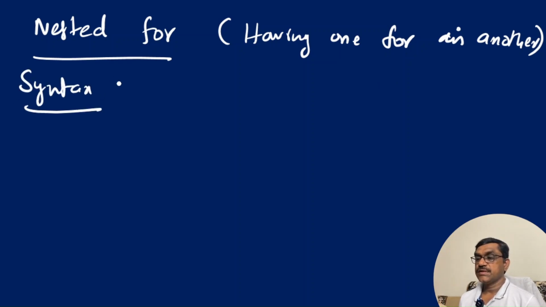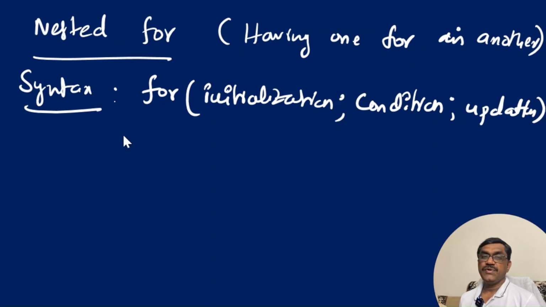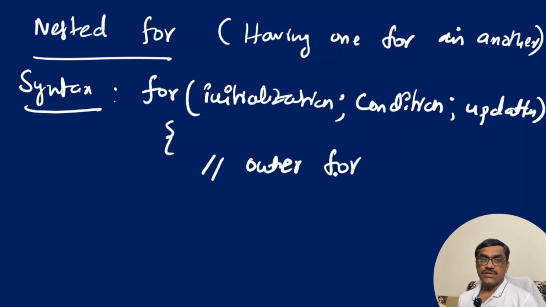Here I am writing the syntax like this: for, and you know the syntax of the for loop. First we write the initialization, semicolon, after that condition, after that we write updation, that is, incrementation or decrementation. Now we write the opening brace. So we say that this is the block of outer for. The first for is called outer for.